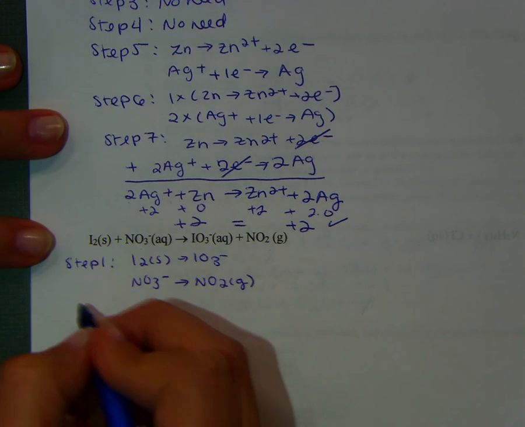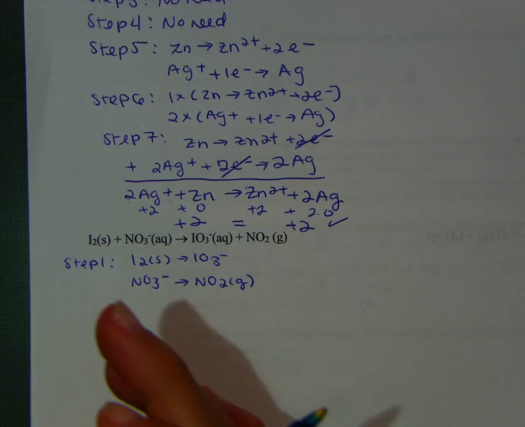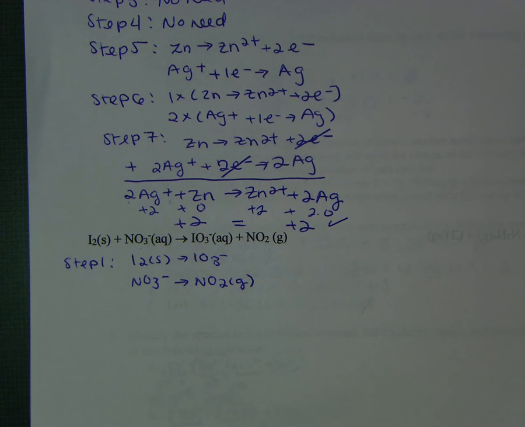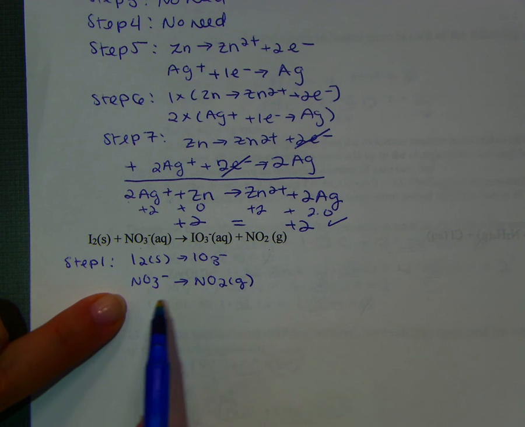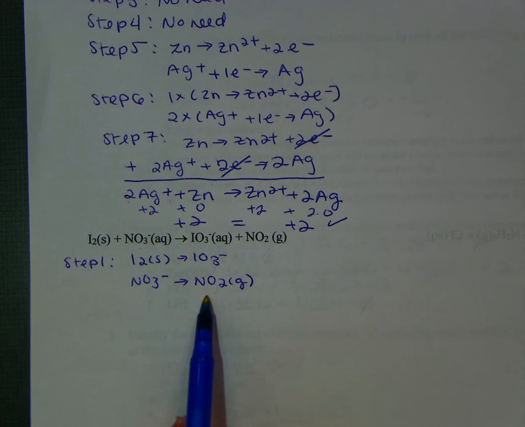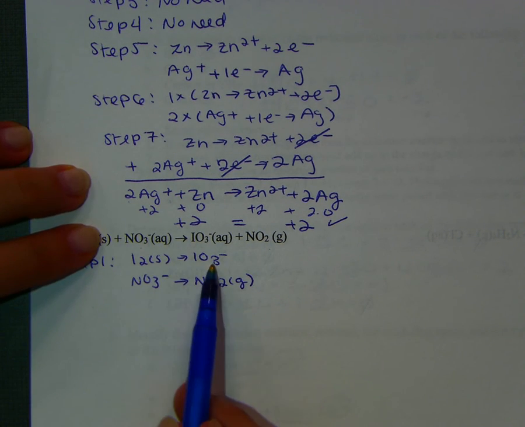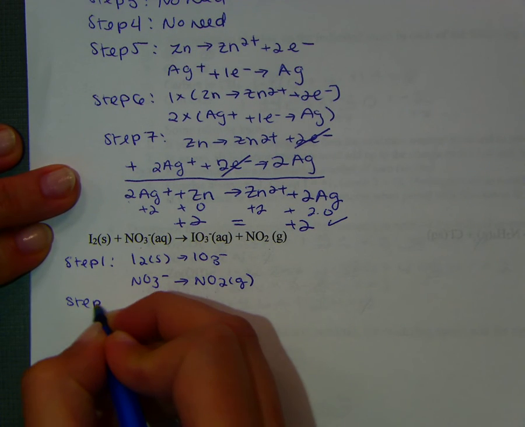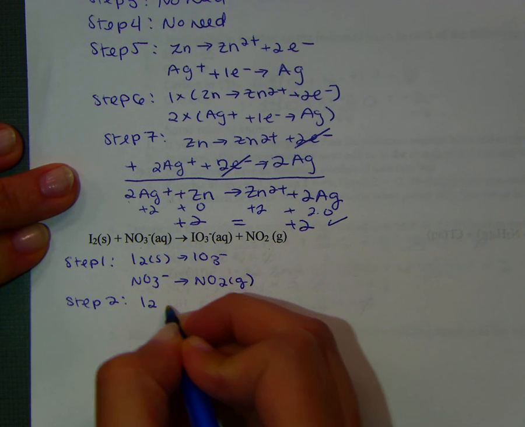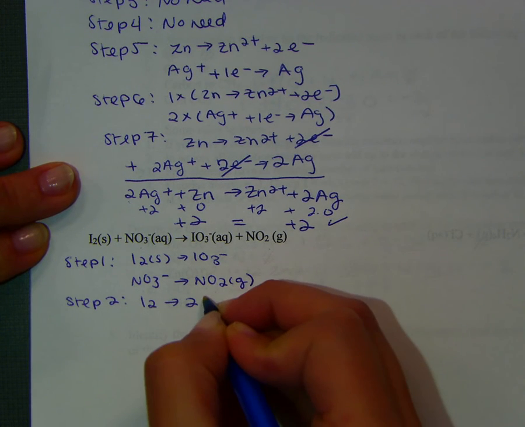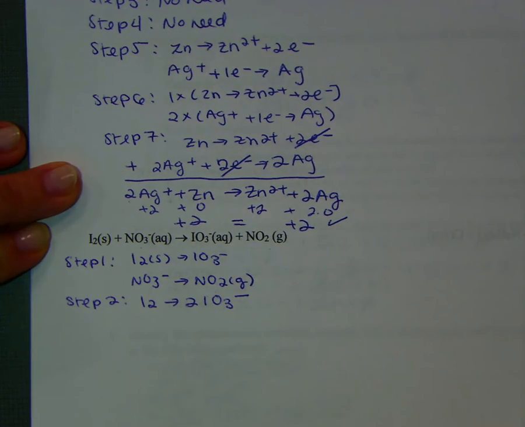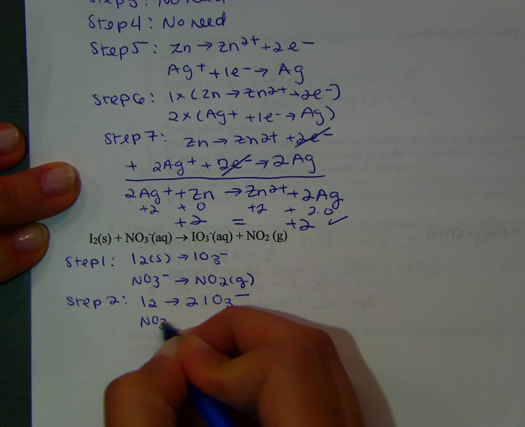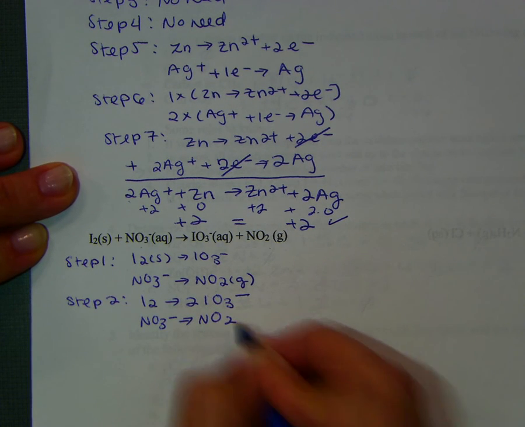Great. Next step, you balance all the non-hydrogens and non-oxygens. When I look here, the only thing that needs balanced in this one is oxygen, so I don't have to worry about that one. But in this one here, the iodine is not balanced. So I'm first going to balance my iodines. So I have I2 is to 2 times that IO3 minus. And then I have that NO3 minus is to NO2.